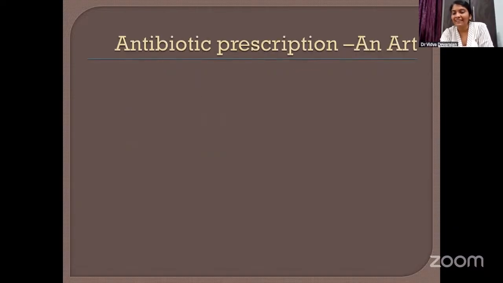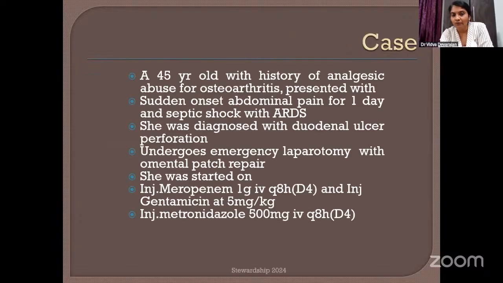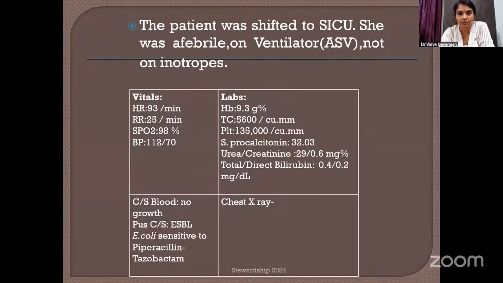Now, coming to antibiotic prescription in your ICU, or in general, it is definitely an art. You have a 45-year-old patient with analgesic abuse. He comes in with abdominal pain, undergoes emergency laparotomy and omental patch, and gets started on meropenem, gentamicin, metrogyl. So what is right or what is wrong in this prescription?